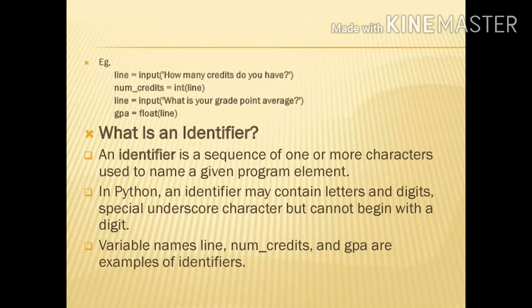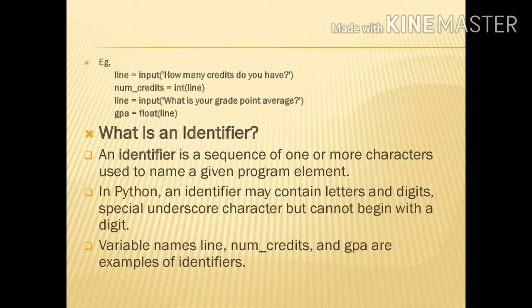Let's see an example. line = input('How many credits do you have?') num_credit = int(line). line = input('What is your grade point average?') GPA = float(line). The result is that GPA gets the value which is stored inside the variable line.